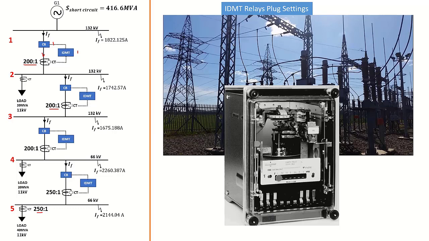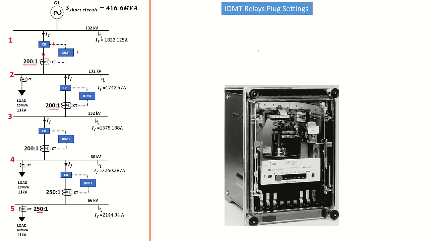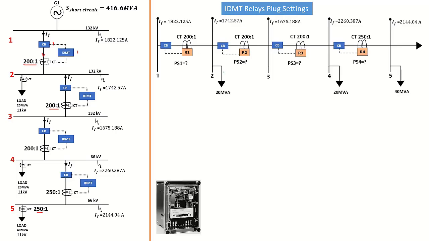Okay, now what we're going to do first is to arrange this network into an arrangement that is going to facilitate us to calculate our IDMT relay settings. Reconstructing the diagram so that we can calculate our IDMT relay plug settings will look something as follows. So here we can see we now have our 5 busbar arrangement laid out in a different way to facilitate the calculation of the IDMT settings.